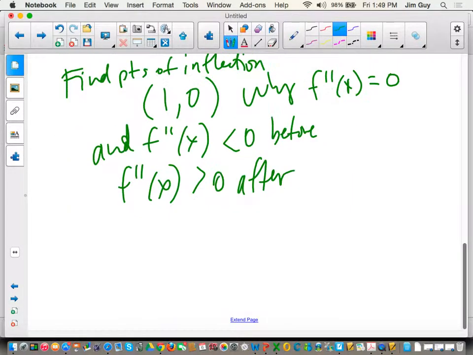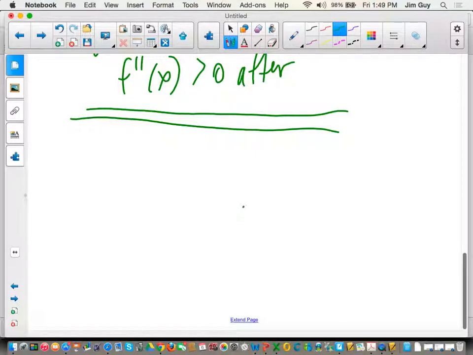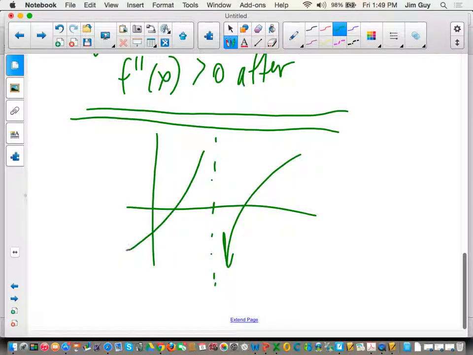Just because it changes concavity does not mean it's a point of inflection. So just a kind of final word on that. Let's say you have an asymptote here. It's pretty common, something like that. Concave down, concave up. There's no point here. It changed concavity, but there's no point here. This is not a point of inflection. Has to be an actual point to be a point of inflection.